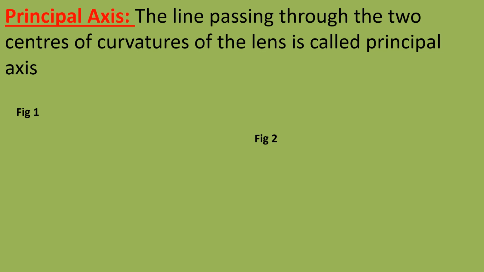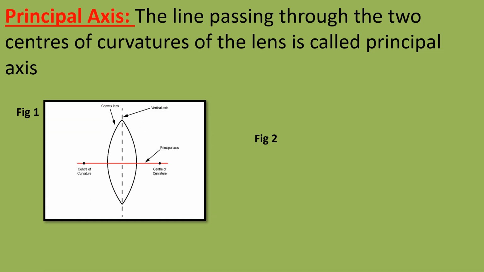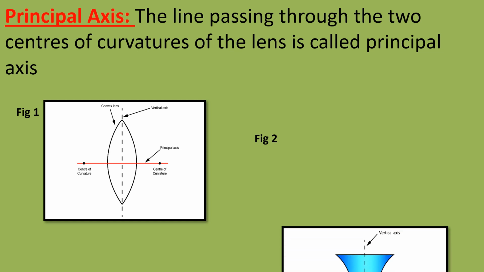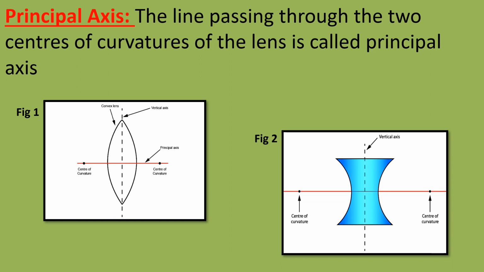Principal axis. The line passing through the two centers of curvature of the lens is called its principal axis. In figure number 1, a red line passing through the centers of curvature of a convex lens is its principal axis. In figure number 2, a red line passing through the centers of curvature of the concave lens is showing its principal axis.